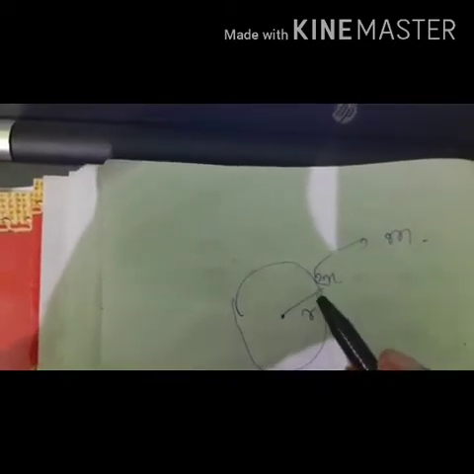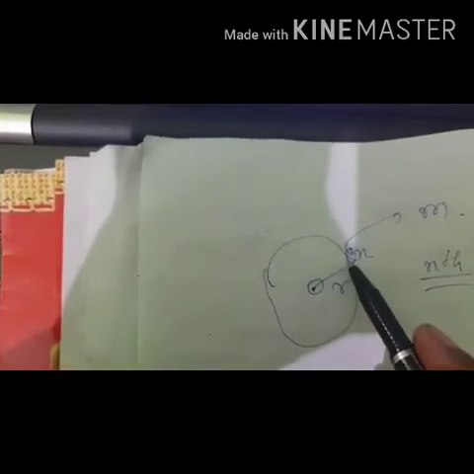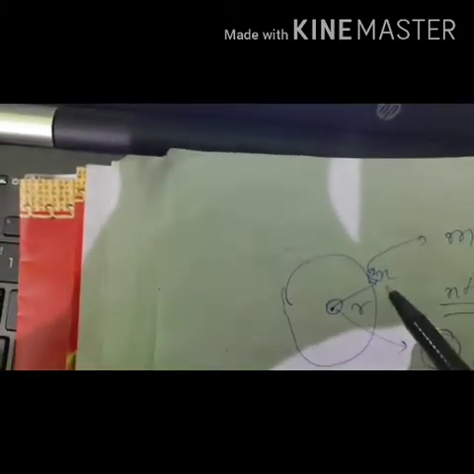Then you know that there is a Coulombic attraction force acting between the proton and the electron, and the electron is revolving in the nth orbit of an atom. Now the electron will possess two types of energy. One is the potential energy, which will be given by the formula minus Z square divided by r. Z is the atomic number of the atom.